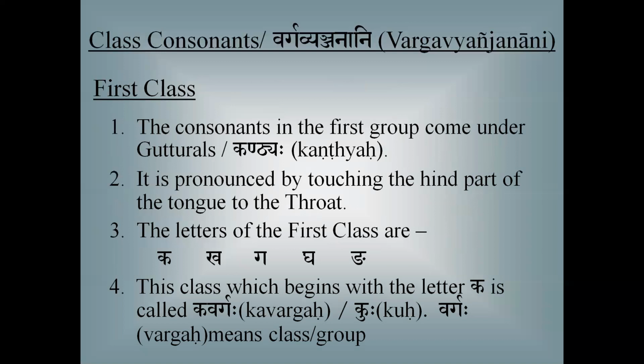Then we have seen all the consonants. The first class letters are produced from the throat. Therefore, they are called gutturals. The sound which comes from the throat is called guttural. So, what are those letters? Ka, kha, ga, gha, nga. These 5 letters have the same place of pronunciation, which is the throat. They are called gutturals.